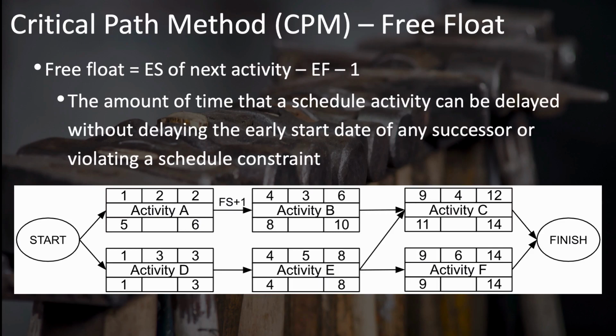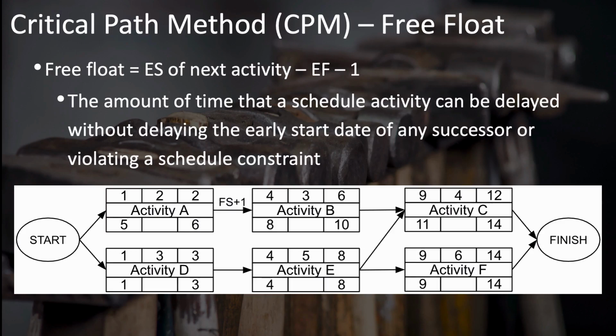Now take a look at activity C. With activity C, you have an early finish of day 12, whereas activity F has an early finish of day 14, which drives your finish date. C and F aren't directly connected, but they're both connected to the finish. So C could slide 2 days without delaying the finish date. So C has a free float of 2.